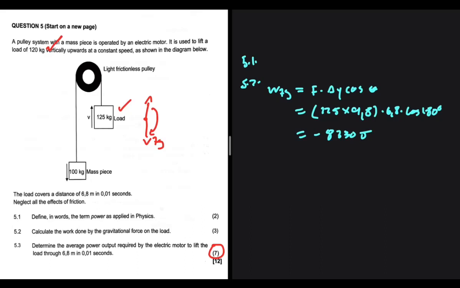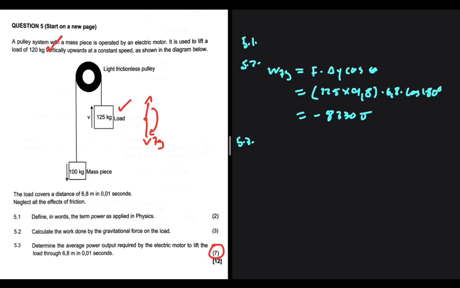And then now, 5.3, determine the average power output required by the electric motor to lift the load through 6.8 meters in 0.01 seconds. So the key takeaway here is the fact that they are moving at a constant velocity. So we can set up our equation in the following way. Work net is equal to change in EK. If it is constant velocity, then change in EK is obviously going to be equal to 0.